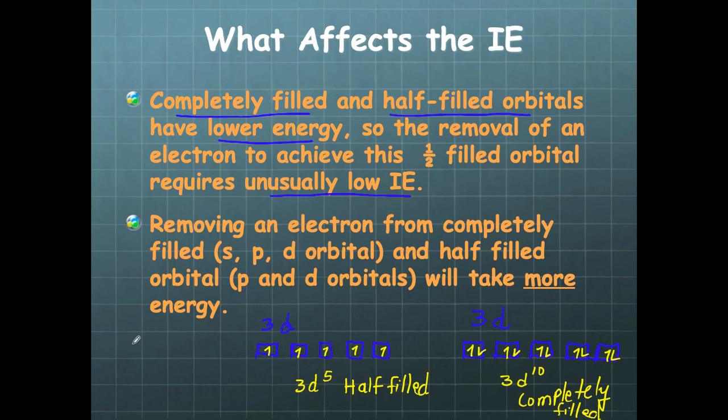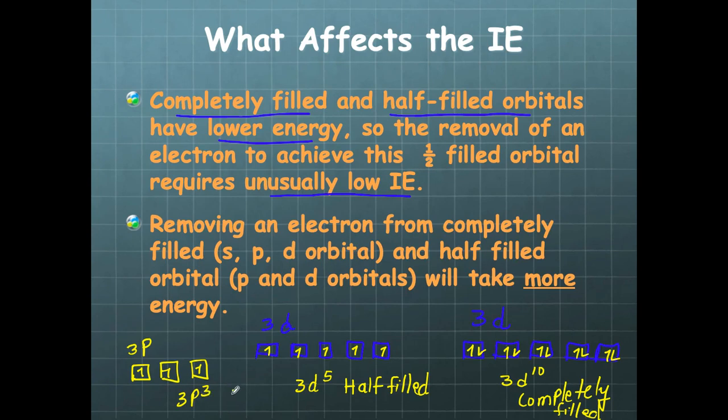And the same is true for the p orbitals. So if we were to draw 3p, we know that the p sublevel has 3 boxes, and this is half filled. So this would be 3p3, and this is much more stable than an incompletely filled p orbital.